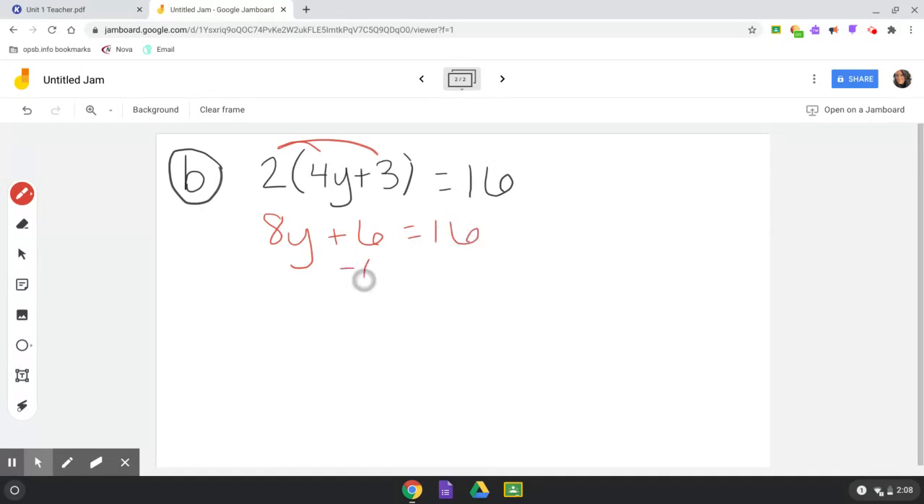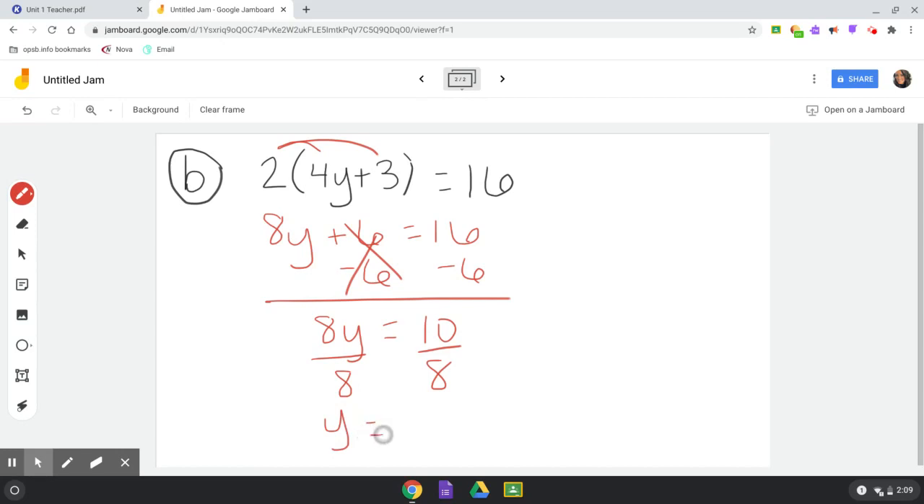I need to subtract 6 from both sides so that I can get my constants together. I'm left with 8y equals 10. Divide both sides by 8 to isolate my variable y, and I'm left with y equals 10 over 8. Now that simplifies to 5/4. So that's where you see 5/4, because 10/8 simplifies to 5/4.